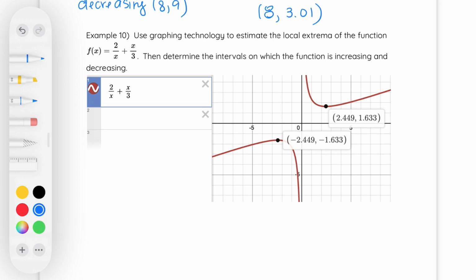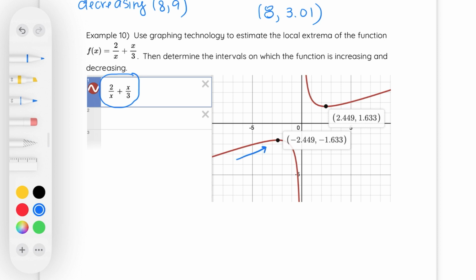Use graphing technology to estimate the local extrema of the function. So again, the local extrema, the minimums and the maximums. And then determine the intervals on which the function is increasing and decreasing. What's really great about Desmos is that I just plunked in 2 over x plus x over 3, and it gave me some gray points where I was able to tap those points and find their locations, which gives me their maximum and minimum.